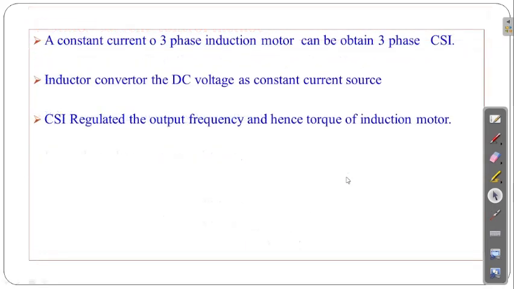A constant current for a three-phase induction motor can be obtained from a three-phase supply. The induction converter converts the DC voltage to a constant current source. Then the CSI regulates the output and hence the torque of the induction motor.